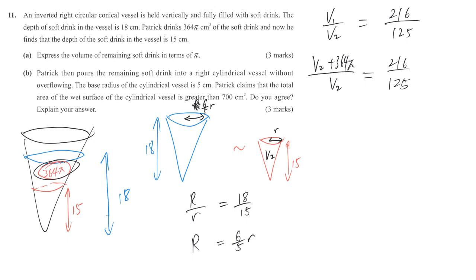Okay? After that, we are still relying on V2 minus V1, the bigger one minus the smaller one, is equal to 364 pi. This is the only information that we have. Then we use 1 over 3 pi, 6 over 5 r bracket squared times the height 18, minus 1 over 3 pi small r squared times the height 15.